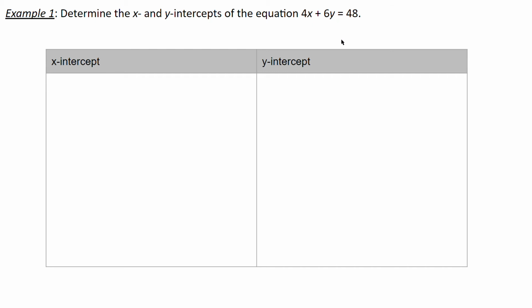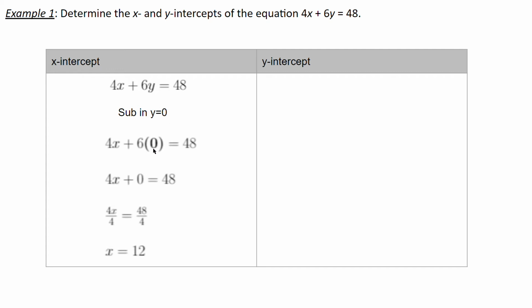So we start with the x-intercept. And we know that we need to sub in y equals 0. So we do that. We sub in y equals 0. 6 times 0, this term goes away. So we're left with 4x equals 48, and we divide both sides by 4 to isolate x, which gives us an x value of 12. So the x-intercept would be at (12, 0).